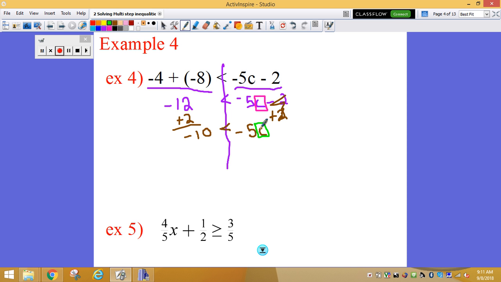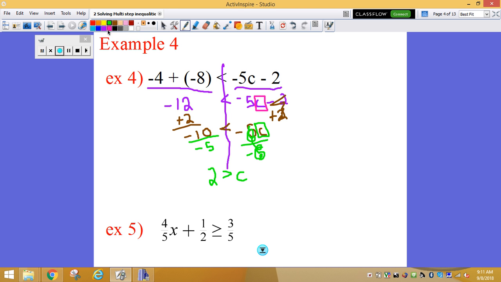So I need to move that negative 5. So I'm going to divide by negative 5. Divide by negative 5. So over here I have c. Now let's think, should I flip my inequality? And hopefully you said yes, because we're dividing by negative 5. So that inequality flips. Negative 10 divided by negative 5 is 2.